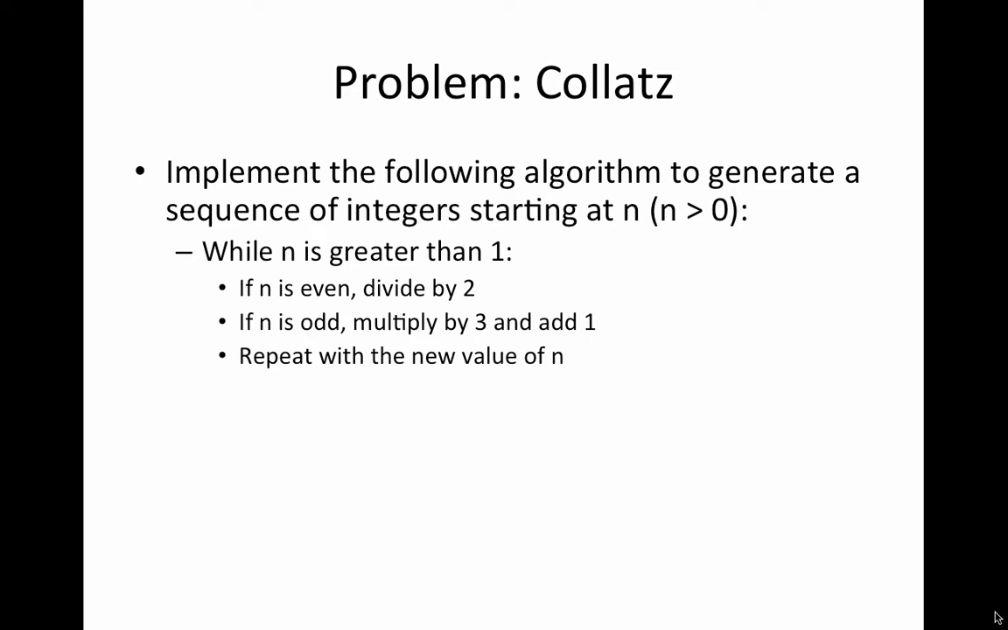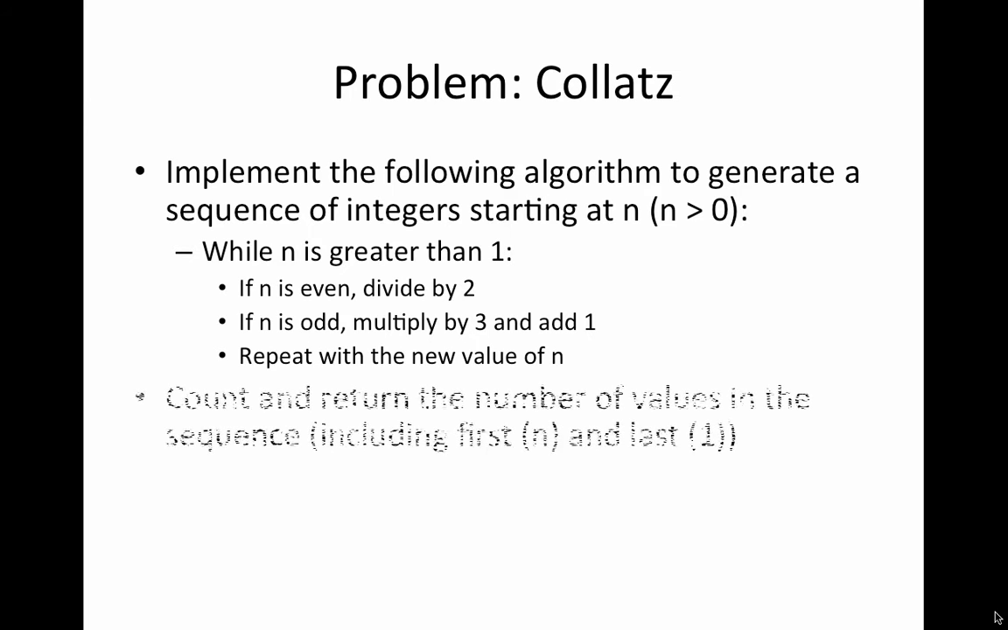We will take this number n. If n is even, we will divide it by 2. If n is odd, we will multiply the number by 3 and add 1. And we will be repeating this process with the new value of n that we have produced as long as n is greater than 1. So you can see a while loop there. Again, the Collatz conjecture is that the numbers produced in this sequence will always end with the final one being 1.